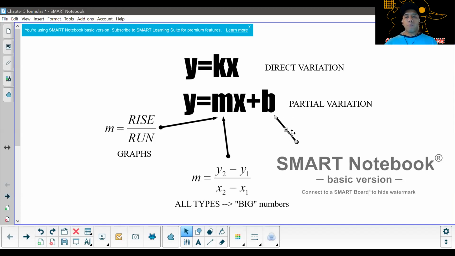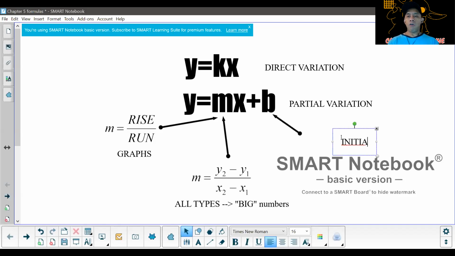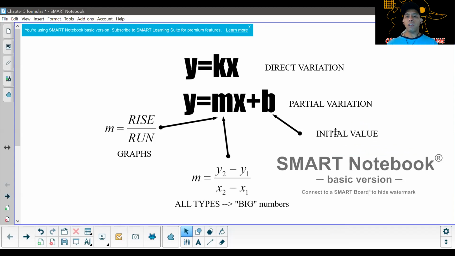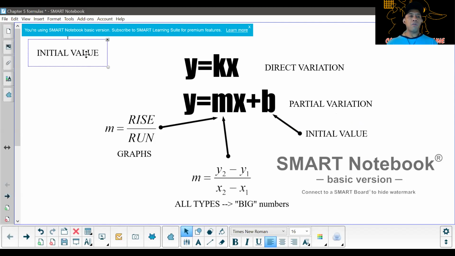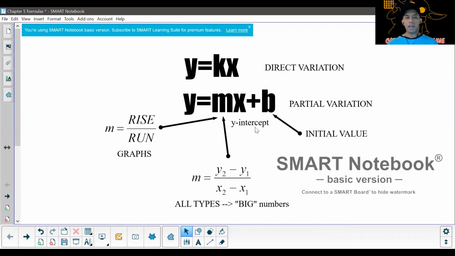Back when we were doing partial variation, you learned the letter B to be what's called the initial value, or basically where the line crosses or touches the vertical axis. What you're going to see in today's lesson, when we're dealing with this letter B, is that you're also now going to be referring to it as the y-intercept. And the definition of y-intercept is where the line touches the y-axis, which I've said several times. So you're going to see all of that.